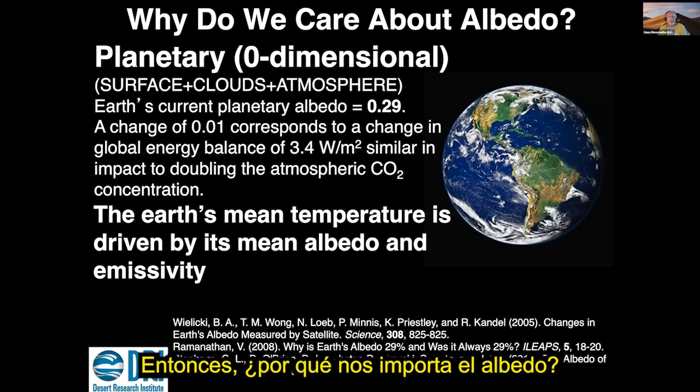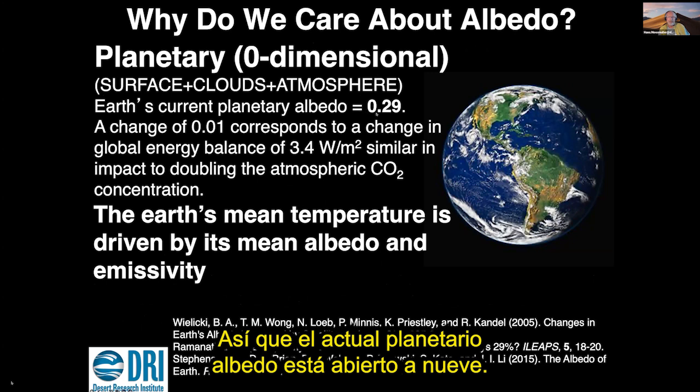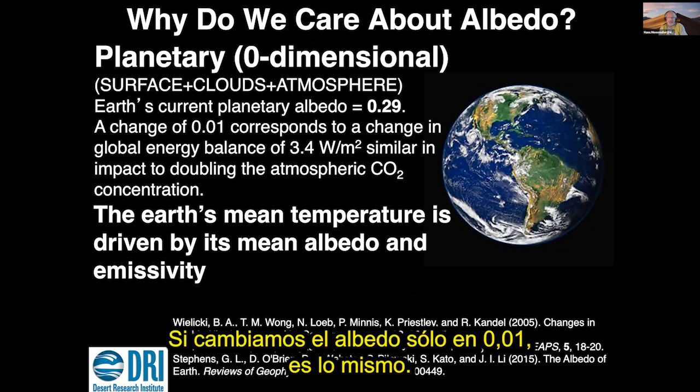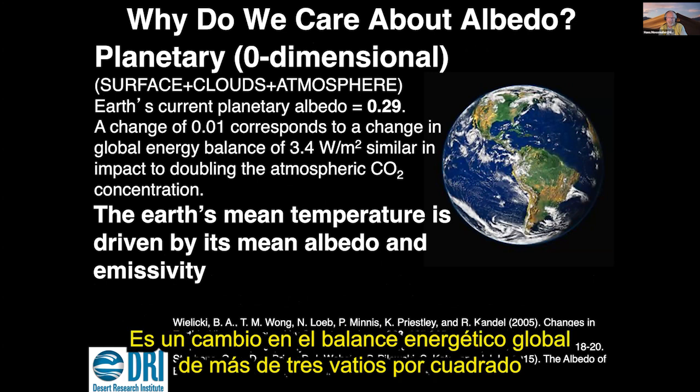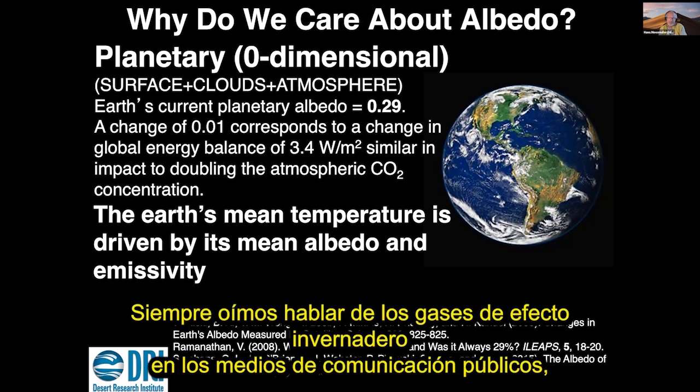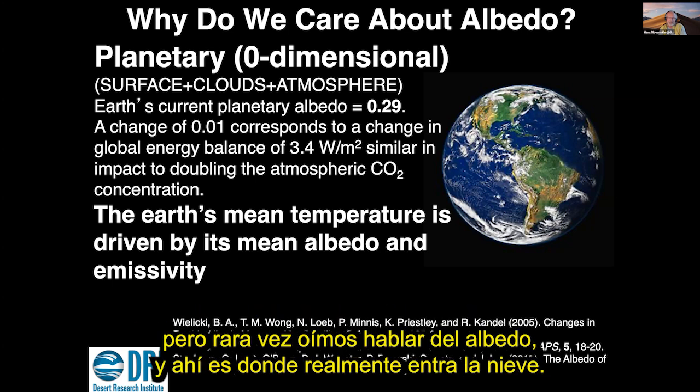So why do we care about albedo? The current planetary albedo is 0.29. So that means that 71% of the light is reflected, of the energy coming in. If we change the albedo by only 0.01, that's a change in the global energy balance of more than 3 watts per square meter, similar in impact to doubling the atmospheric CO2 concentration. So we always hear about greenhouse gases in the public media, but we rarely ever hear about albedo, and that's where the snow really comes in.